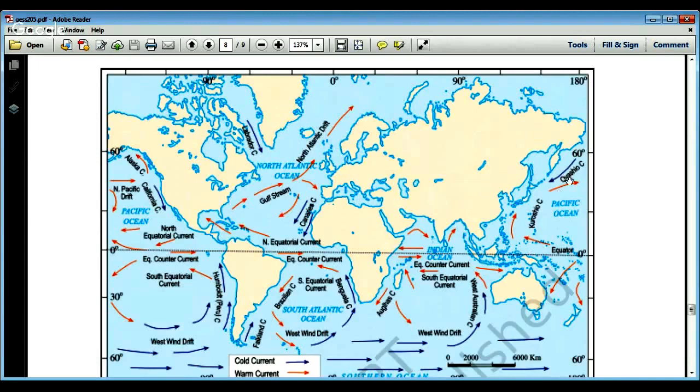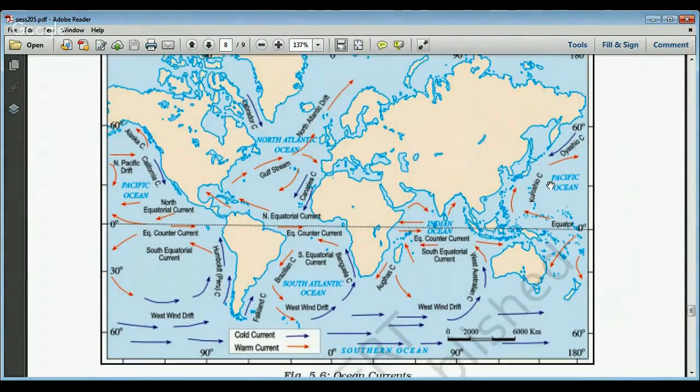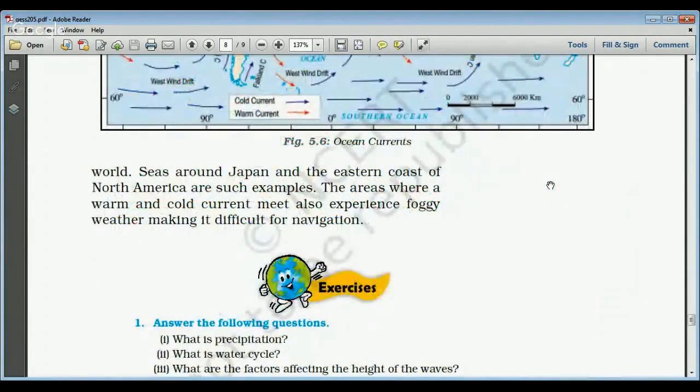The third area where the best fishing grounds are created is by the Kuroshio current and Oyashio current. Here also the warm current and cold current meet. So these are the three biggest fishing grounds of the earth, created by the mixing of warm and cold currents. And these types of areas also experience foggy weather, which makes navigation very difficult.